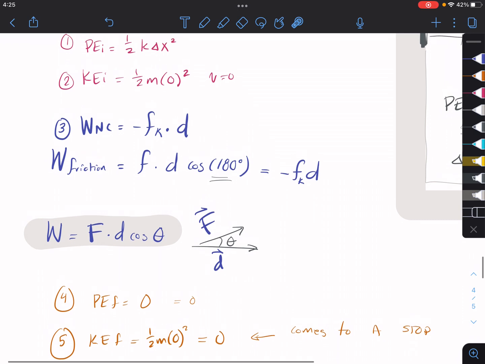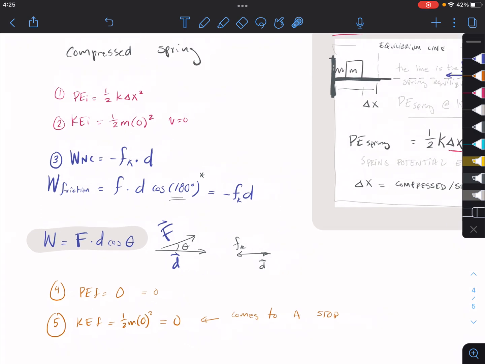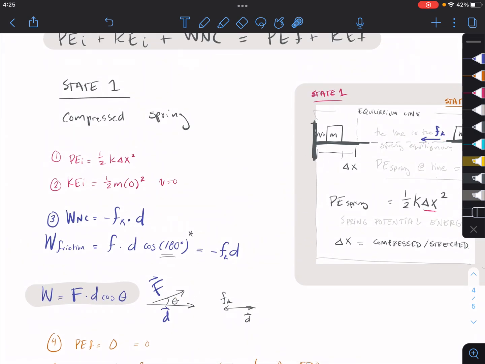In this case, the frictional force is acting along the same line as our distance vector, so the angle between them is 180 degrees. So we have this negative value. So actually we're taking work out of the system. You don't really have to worry too much about the angle. I would just think about it as, okay, we know that they're parallel to each other, so we're going to have this F times D, and we're going to make it negative because it's taking work out of the system. It's taking energy out.